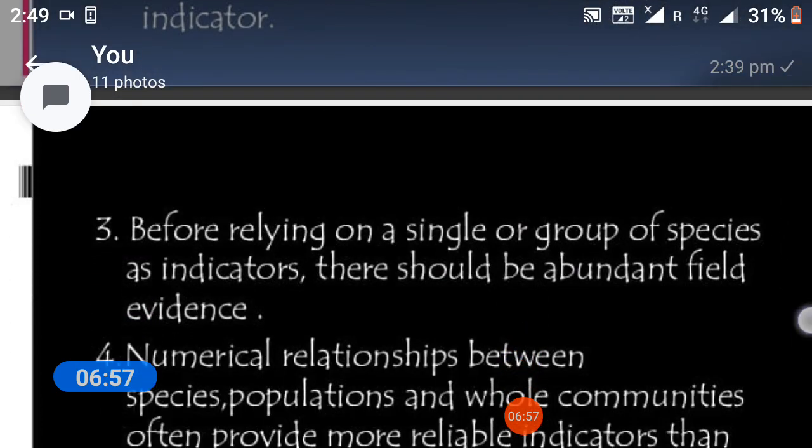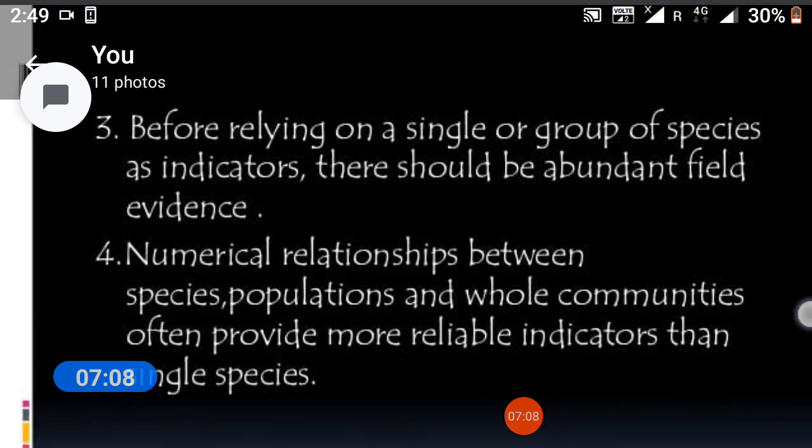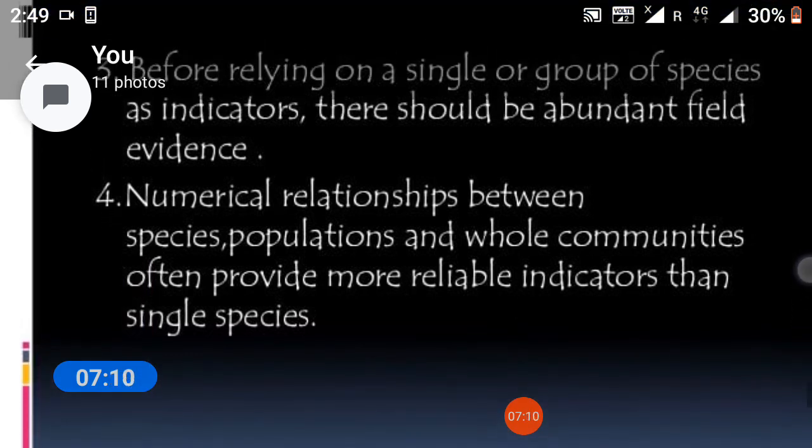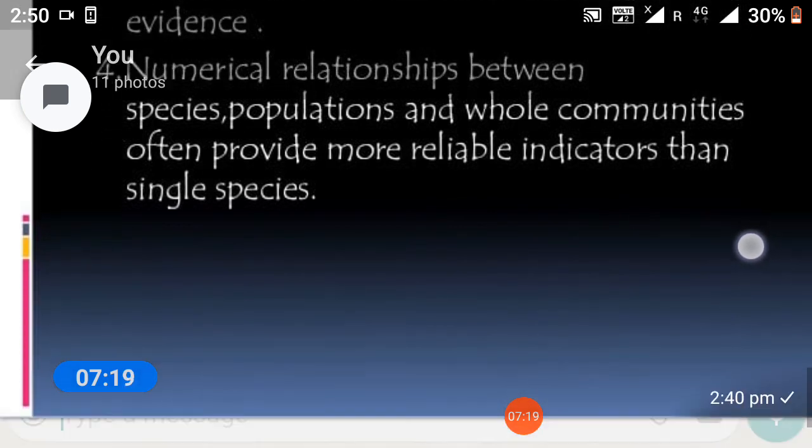Next, before relying on a single species or group of species as indicators, there should be abundant field evidence. Numerical relationships between species populations and whole communities often provide more reliable indicators than single species.